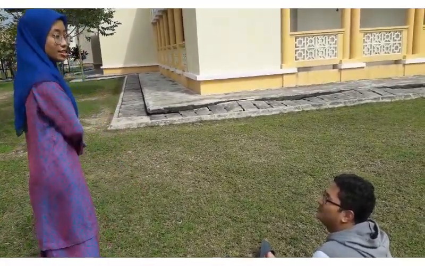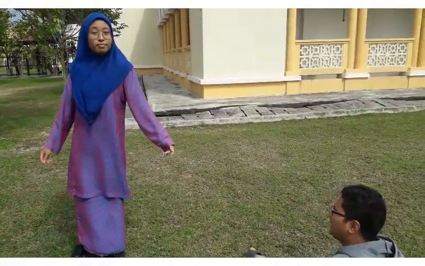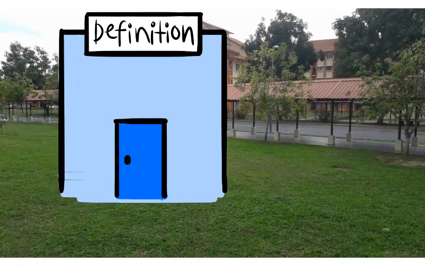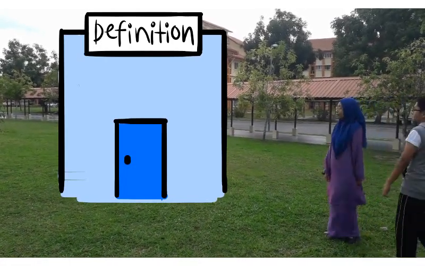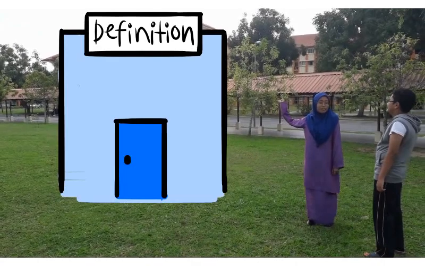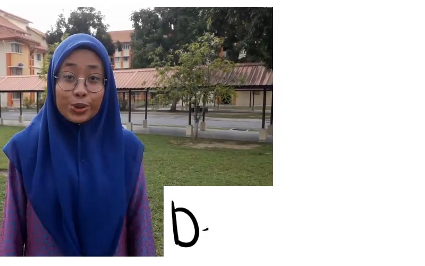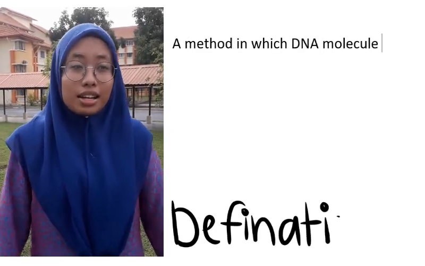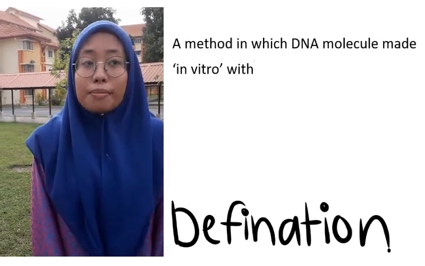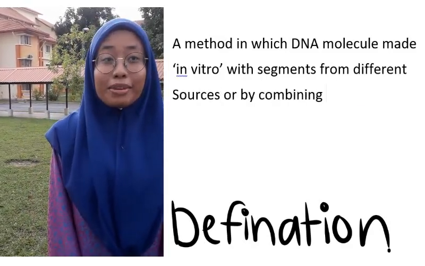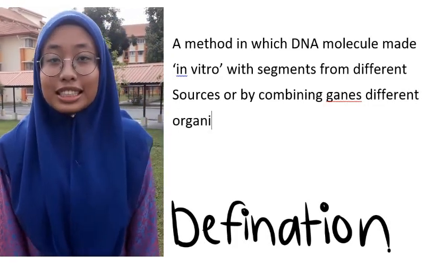So let's go to the DNA, Recombinant DNA Technology then. Okay, but what is recombinant DNA technology? I will explain when we arrive. This is the definition. It is a method in which DNA molecules meet in vitro with segments from different sources, or by combining genes from different organisms.